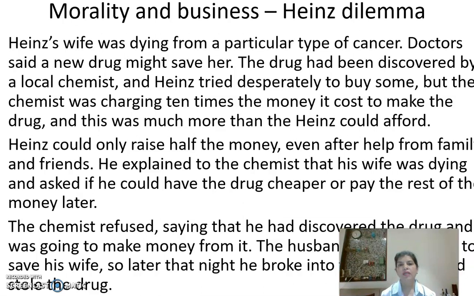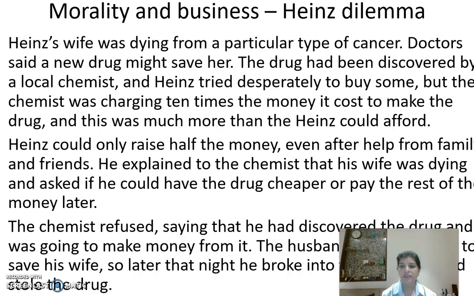So if we look at morality and the business dilemma, we have the very famous Heinz dilemma. Just to give you an overview, Heinz's wife was dying from a particular type of cancer. The doctor said a new drug might save her. The drug had been discovered by a local chemist, and Heinz tried desperately to buy some. But the chemist was charging 10 times the money it cost to make the drug, and this was much more than Heinz could afford. Heinz could only raise half the money, even after help from family and friends.